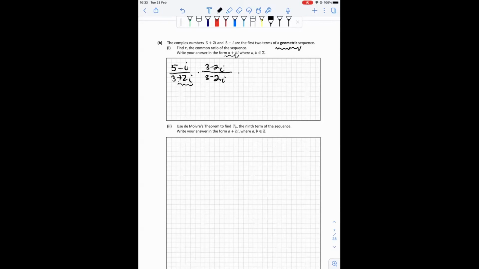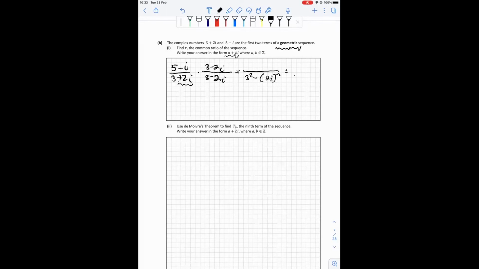If it's minus, you make plus. We have to multiply this. On the bottom, this is the difference of two squares. So all I have to know is that on the bottom, I'm going to get 3 squared minus 2i squared. I don't have to do this. If you know to do it faster, you can do that.